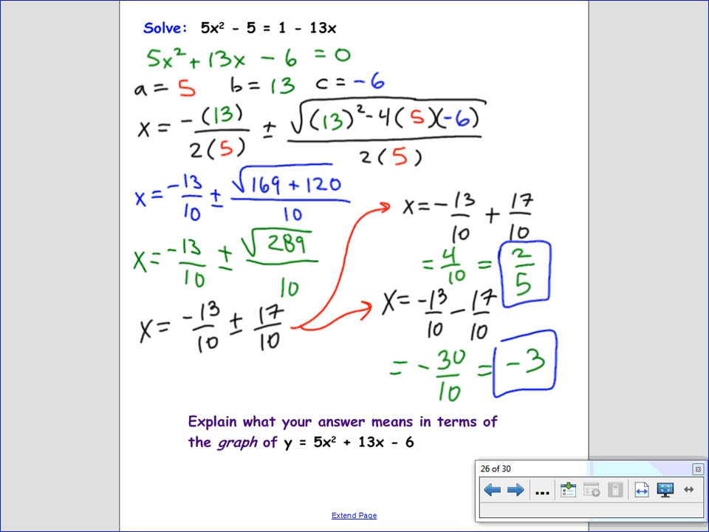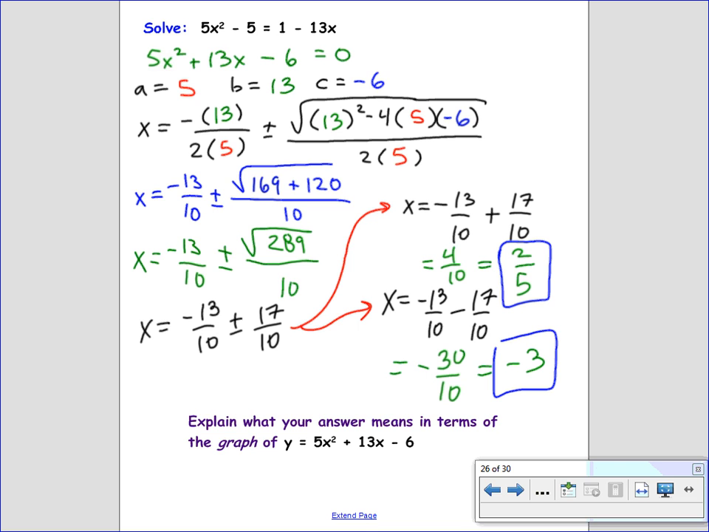Tell your partner what 2/5 and -3 have to do with the graph of my original equation set equal to 0. So this green line, right? What do -3 and 2/5, if anything, have to do with my original? What are those? Jacob? What do these numbers have to do with this green equation? The x-intercepts, right? The x-intercepts. So let's verify that.